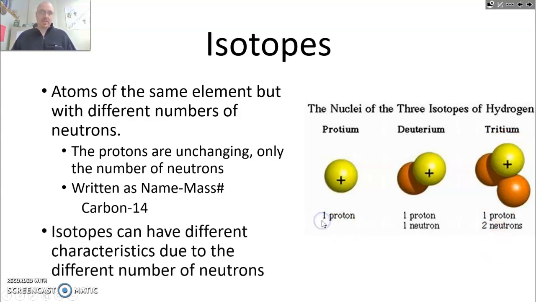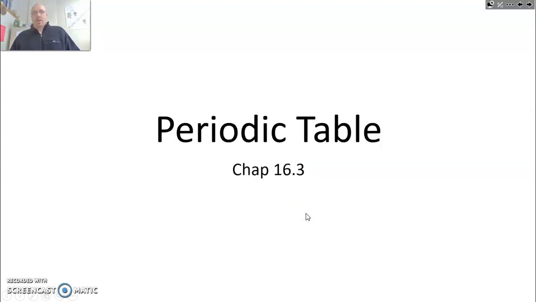Again, carbon-14 is a very common one used for dating old things in the dirt, in the earth, organic matter. Isotopes have different characteristics due to the different numbers of neutrons. Okay. Now we're going to move into the periodic table.